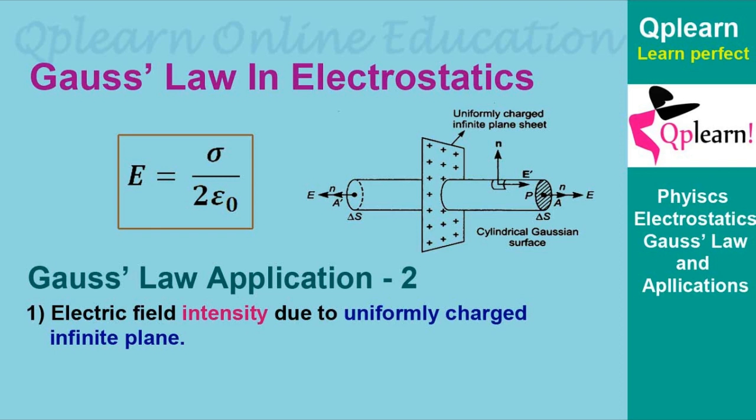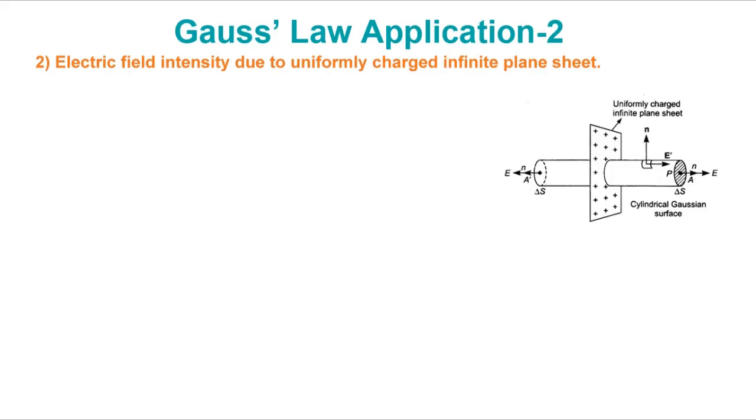Learn Perfect. Today is a new topic, that is applications of Gauss law. In that, the second application we are discussing today. What is that second application? That is the electric field intensity due to a uniformly charged infinite plane sheet. So that is our target here. We have to identify the electric field intensity by applying the Gauss law.